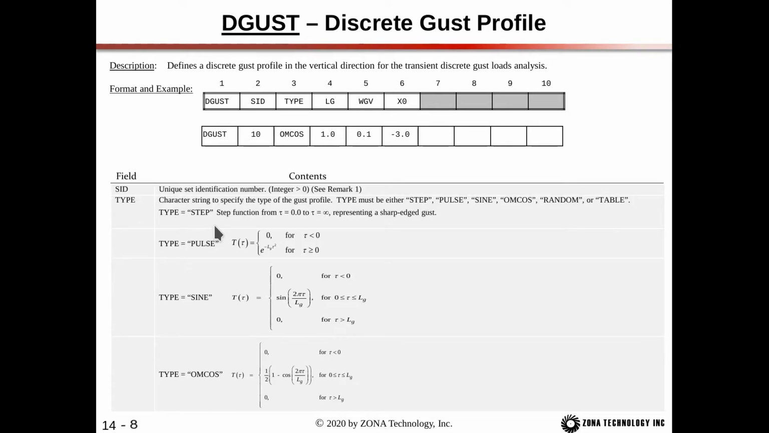For type step, the gust is a step function representing a sharp-edged gust. For type pulse, we have this type of excitation where when tau is greater than or equal to 0, it's given by e to the minus lg times tau squared. For type sine, we have a one-cycle sine wave between times tau is 0 to lg. For type 1 minus cosine, we have a 1 minus cosine gust profile.